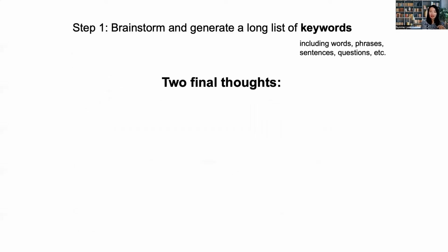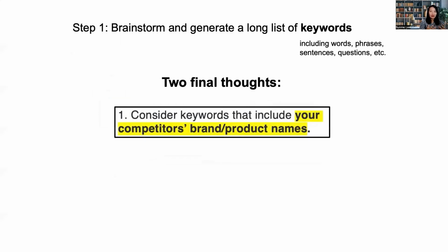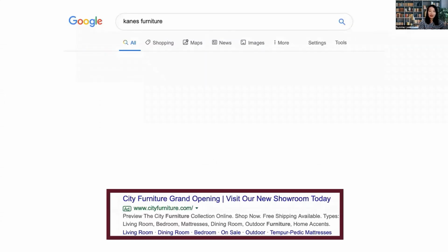Two final thoughts. The first final thought: you can also consider bidding on keywords that include the brand name or product name of your competitors. For example, in this case, this furniture store called City Furniture is bidding on the competitor's brand name, which is King's Furniture. Exam question: why does a business do this?